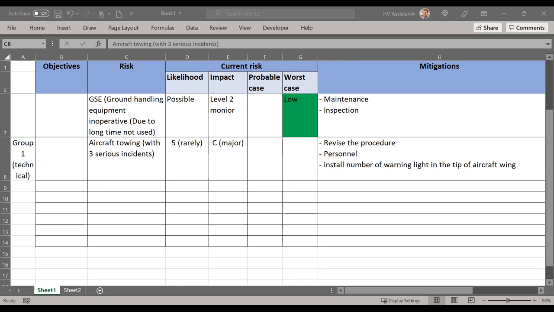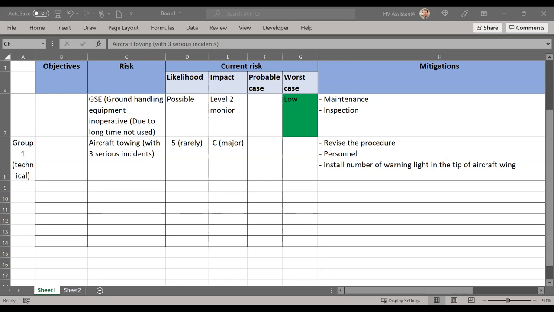Because this has already happened three times, we can see that this is good enough for the C impasse. So that's why our group decided on 5C. We have some mitigation, and it's a part of the procedure of the maintenance staff, because some of the reasons come from the maintenance staff when they are moving the aircraft in the apron.